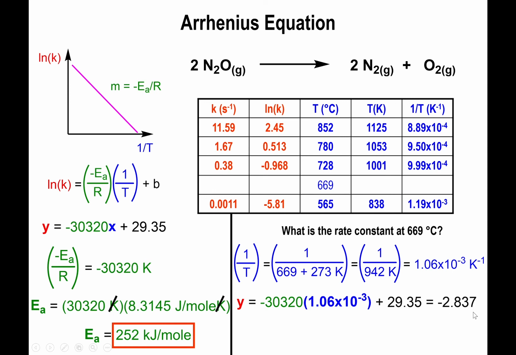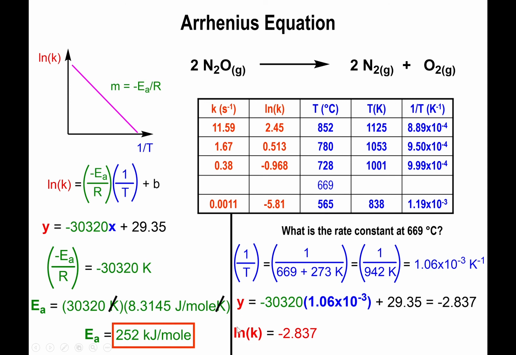Now, many people make the mistake at this point to literally just circle that as the answer and say the rate constant is negative 2.837. And they forget about the fact that y is not the rate constant. According to the equation here, y is the natural log of the rate constant. So basically, what you have to do is associate negative 2.837 with the ln of k, which is literally what the y represents in this equation.